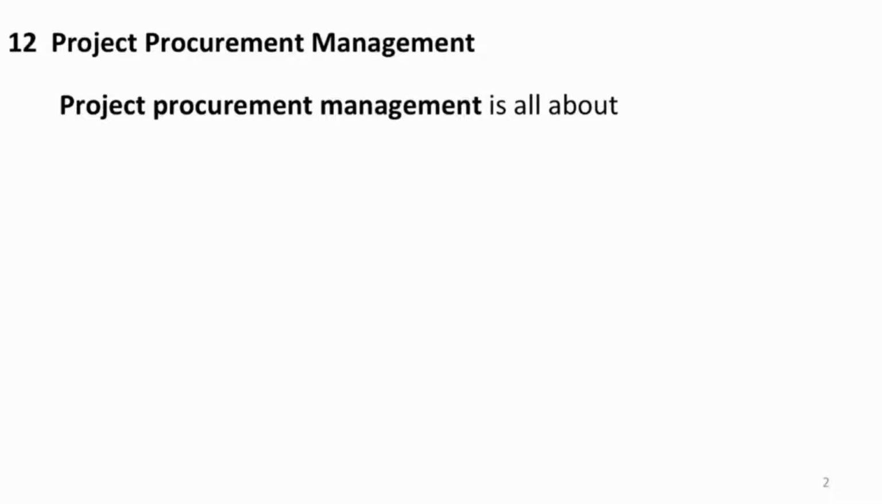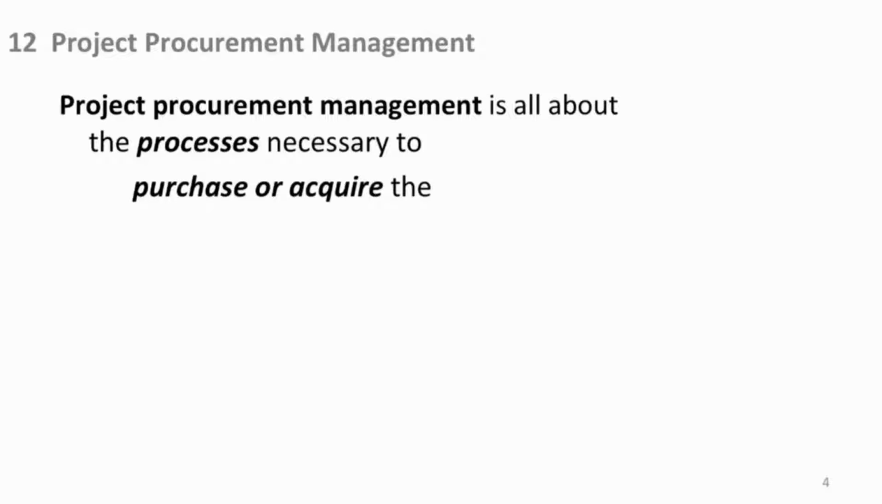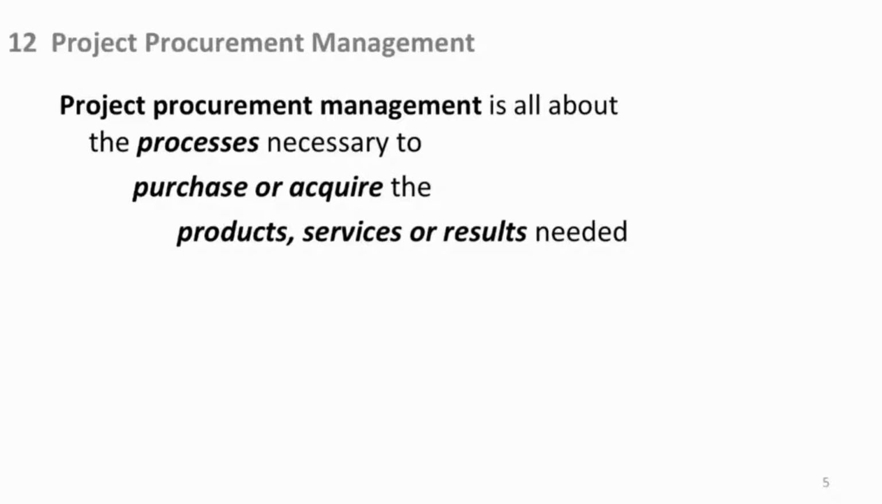So let's define this so we get a good frame in our mind what this is. Project procurement management is all about processes, like everything else in PMBOK, necessary to purchase or otherwise acquire the products, services, or some kind of a result needed from outside of the project team. And of course, whatever you do acquire or purchase has to have benefit and value and relate to some activity that contributes to a deliverable for the overall project. So this is the framework that we're working with here.